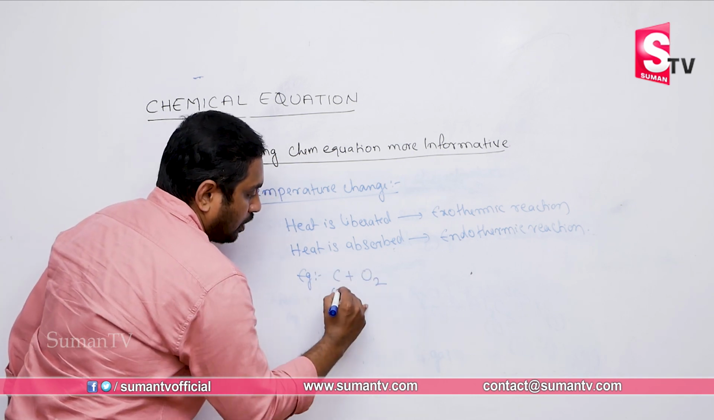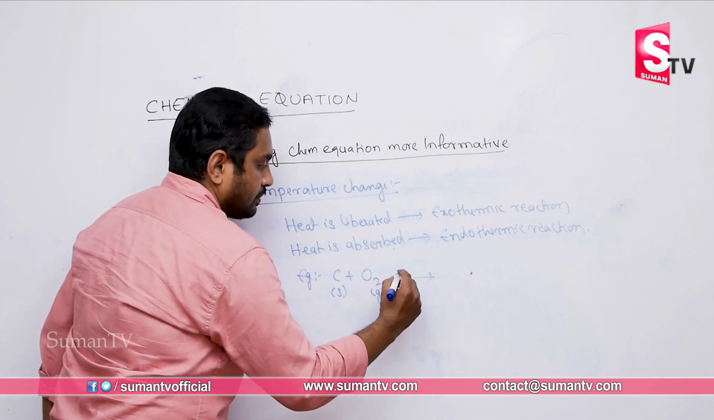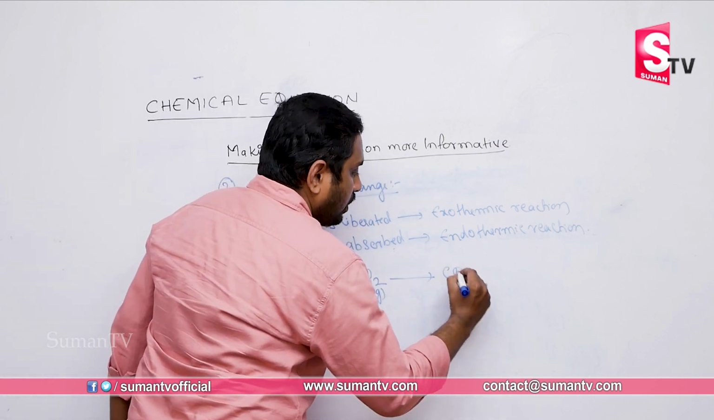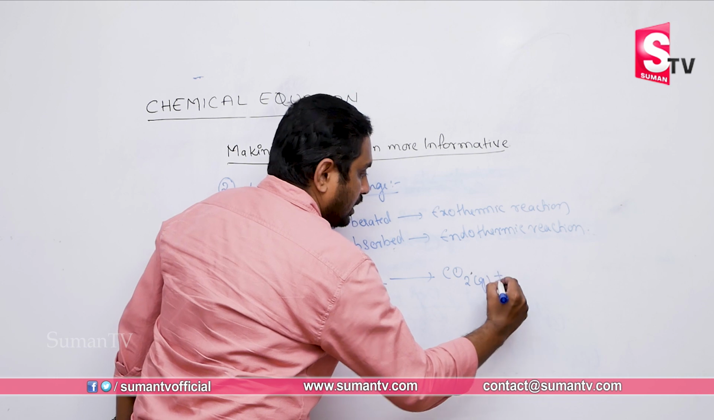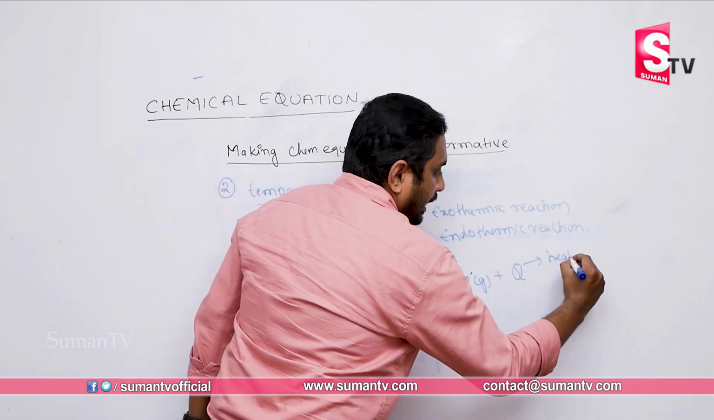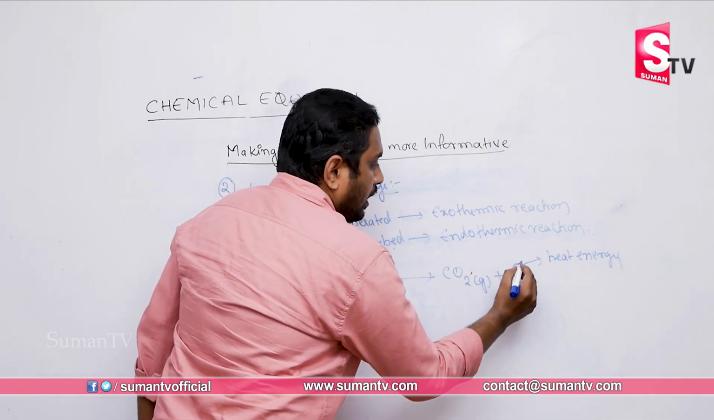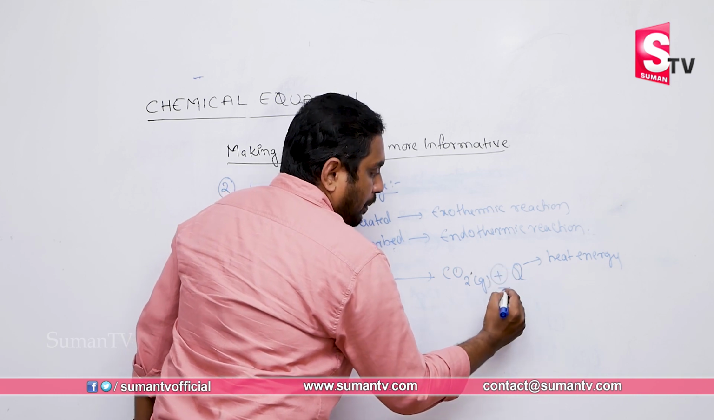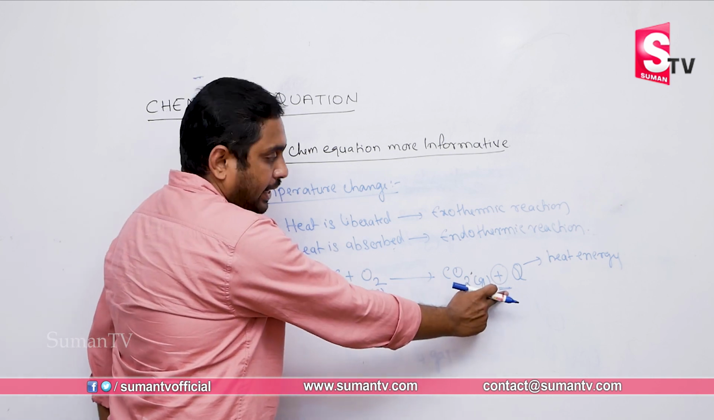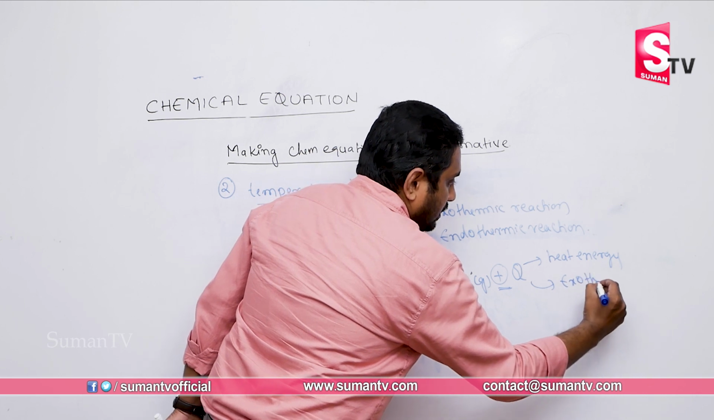Example: carbon solid, dioxygen gas. Carbon reacts with dioxygen. It gives carbon dioxide gas plus Q. Q is nothing but heat energy. Heat energy is represented with a positive sign in a chemical reaction. So it is called an exothermic reaction.